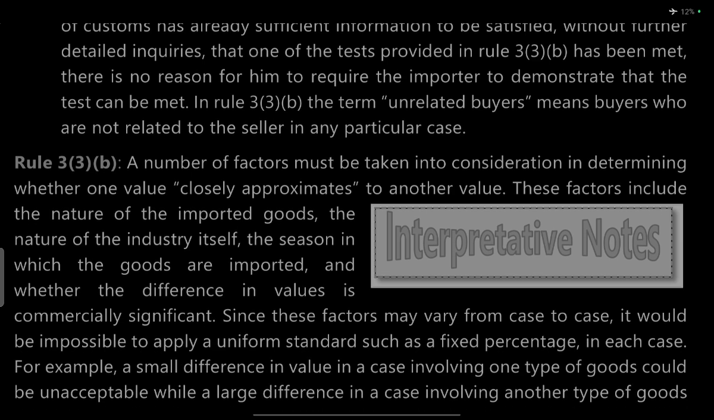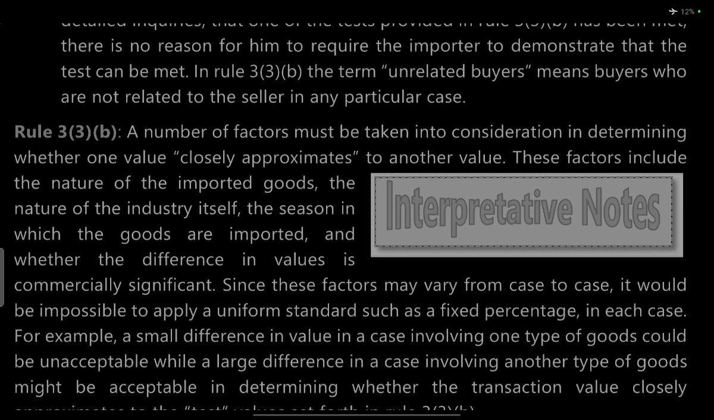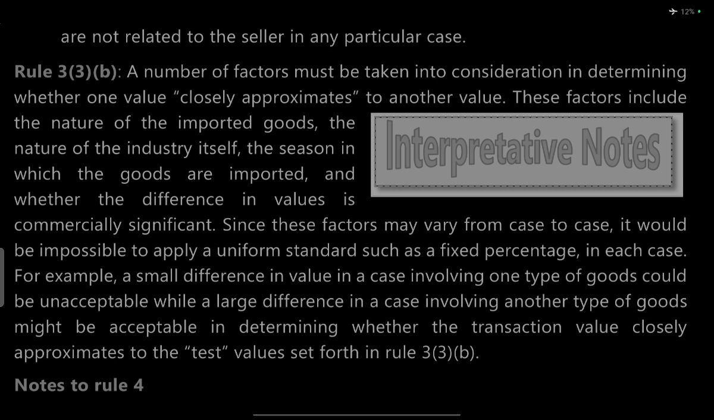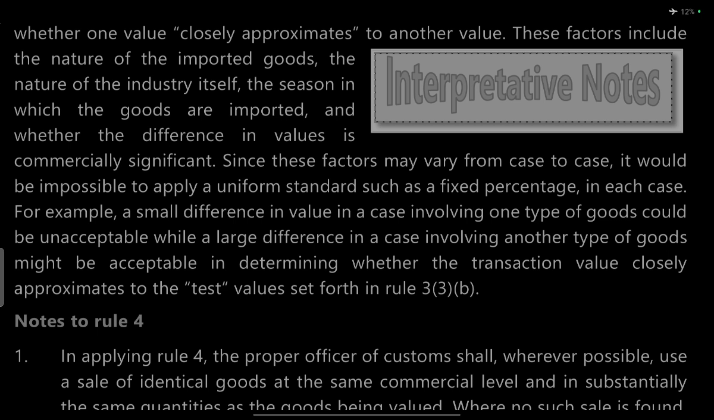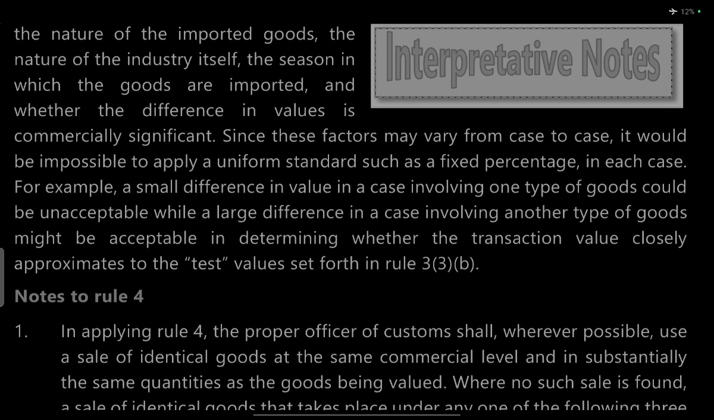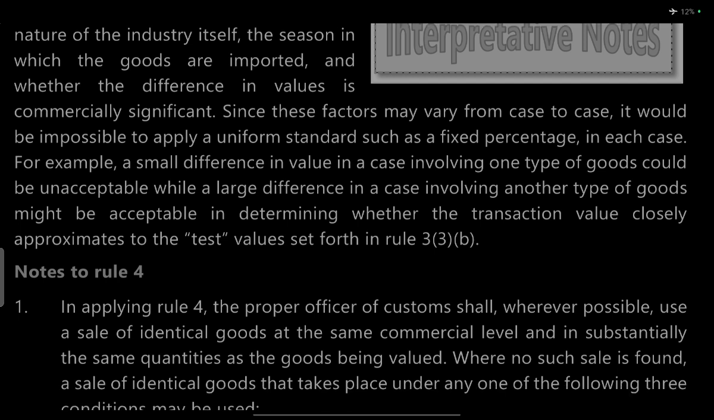In Rule 3.3b, unrelated buyers means buyers who are not related to the seller in the particular case. A number of factors must be taken into consideration in determining whether one value closely approximates another value. These factors include the nature of the imported goods, the nature of the industry itself, the season in which the goods are imported, and whether the difference in value is commercially significant. Since these factors may vary from one case to another, it would be impossible to apply a uniform standard such as a fixed percentage in each case. For example, a small difference in value in a case involving one type of goods could be unacceptable, while a large difference in a case involving another type of goods might be acceptable.